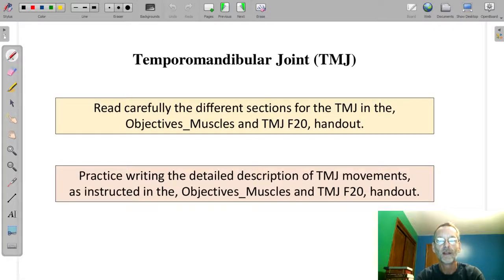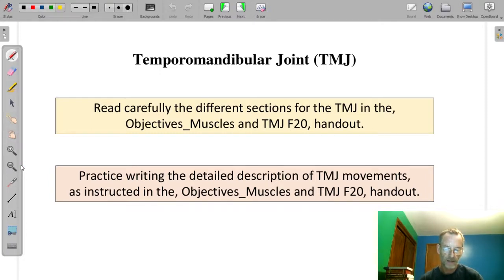Hi again. This is the last lecture for this unit on muscles where we're going to be also talking about the TMJ. So, first slide is a suggestion. Read the objectives for muscles and the objectives for the TMJ. And I'll mention it now and I'll mention it at the end that I want you to practice writing an essay clearly describing the muscles of mastication and movements in the TMJ.